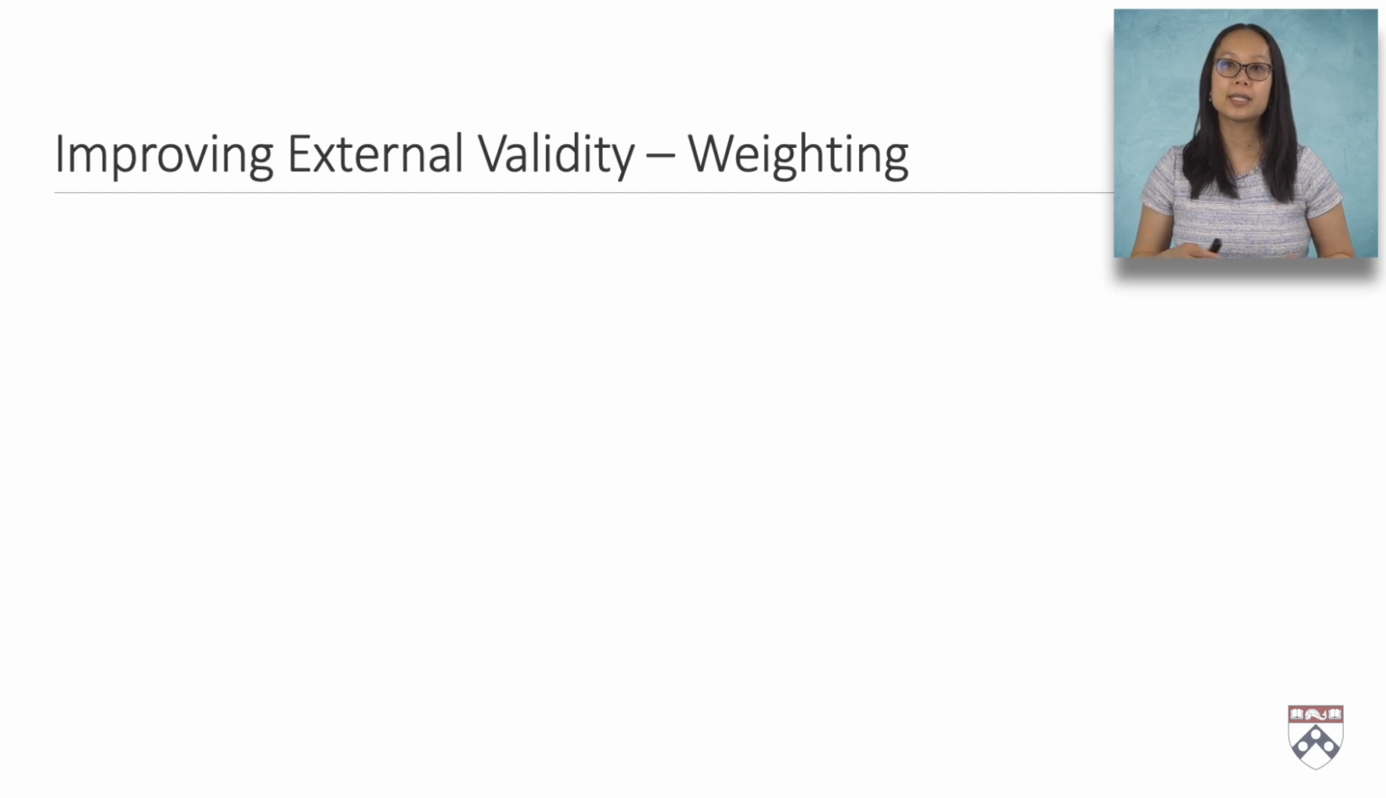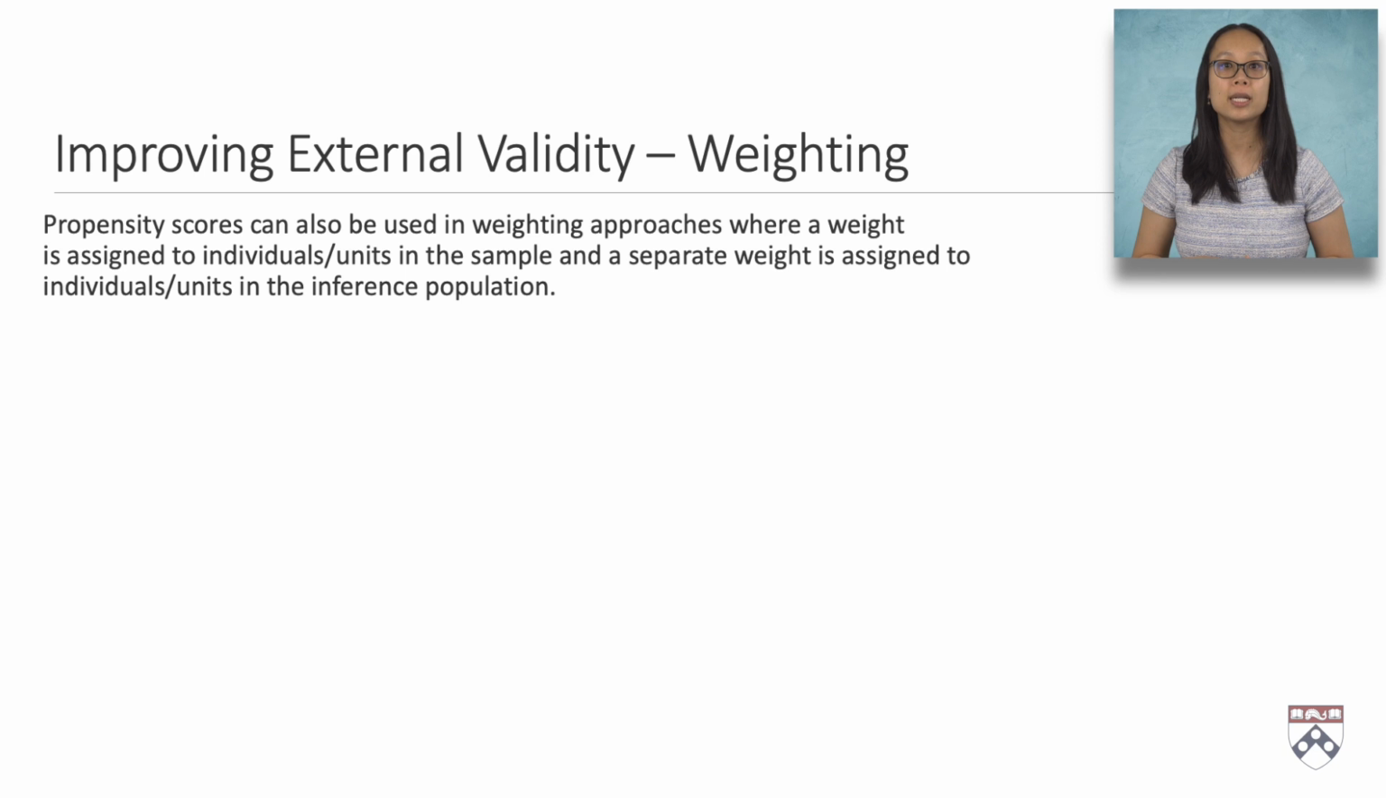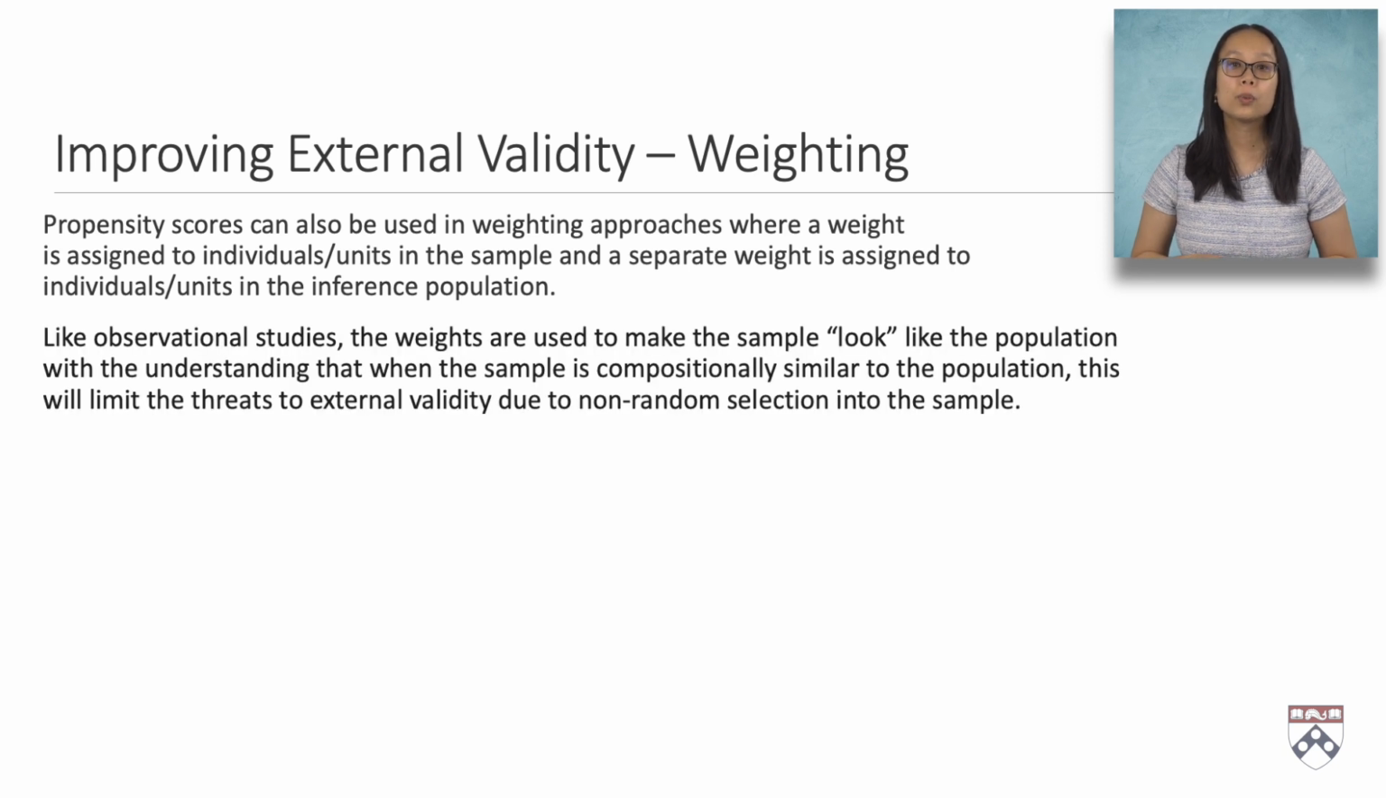And lastly, as an extension to the weighting approaches used in internal validity studies, we can also use propensity scores in weighting approaches where a weight is assigned to individuals or units in the sample, and a separate weight is assigned to individuals or units in the inference population. Here, the weights are actually used to make the sample look like the population, with the understanding that when the sample is compositionally similar to the population, this will limit the threats to external validity due to non-random selection into the sample.